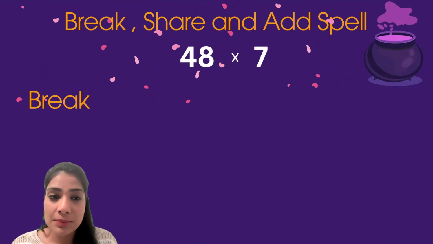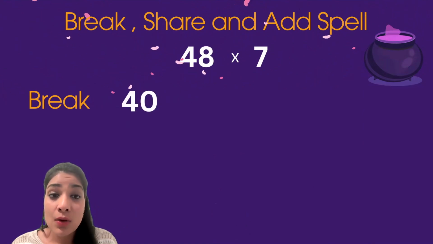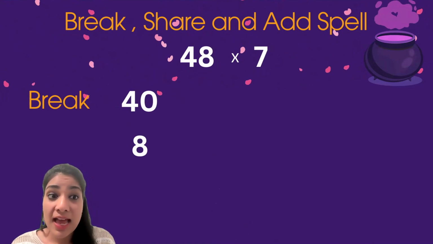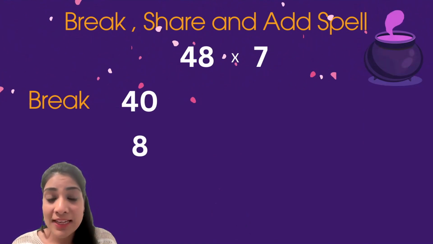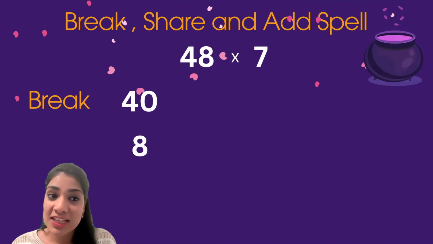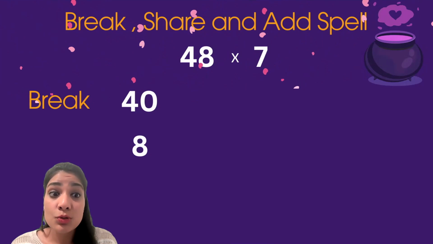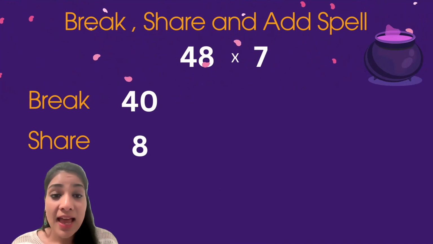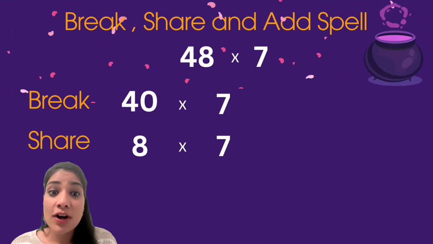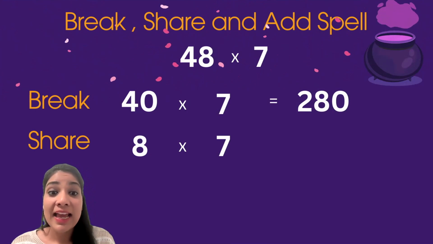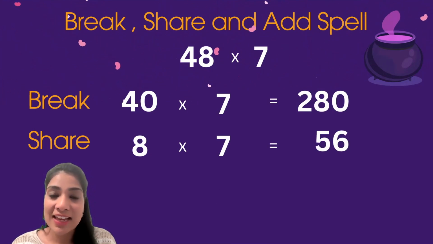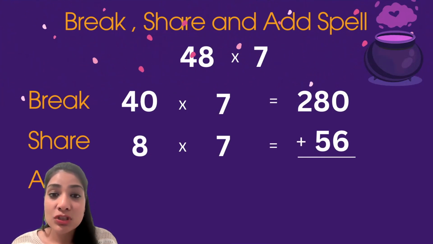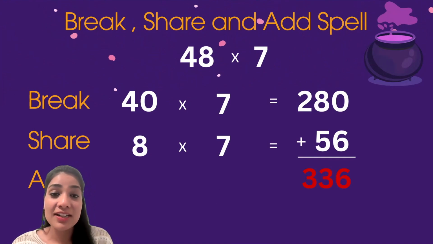So you do break first. You break the bigger number into small, easier numbers, 40 and 8. How do you break? You just break the first digit as a multiple of 10, like 40. And the second number is the single digit 8. Then you share. Well, you multiply 7 with both 40 and 8. So what do you get? 40 times 7 is 280. 8 times 7 is 56. And then you add the numbers. So what does it become? 280 plus 56 is 336.